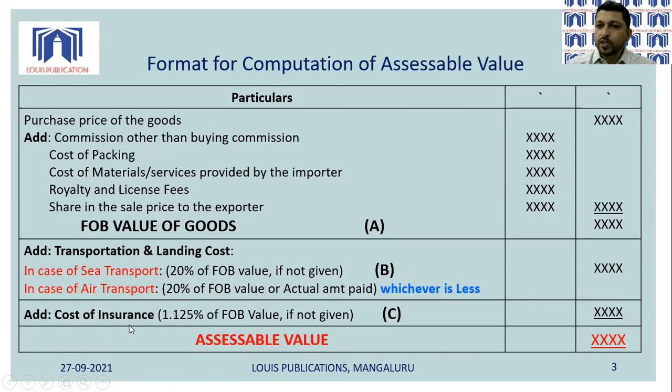Then we have cost of insurance. If it is given, the value has to be taken. If it is not given, then 1.125% of FOB value will be calculated as the cost of insurance. When you add up these three numbers, we get what is called the assessable value.